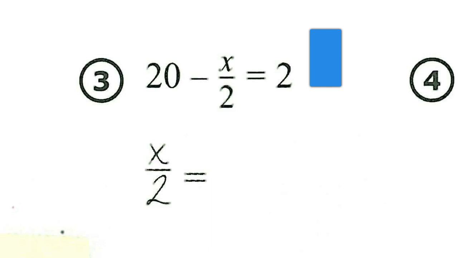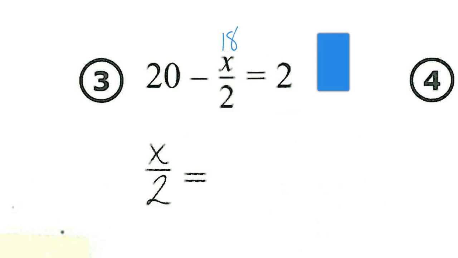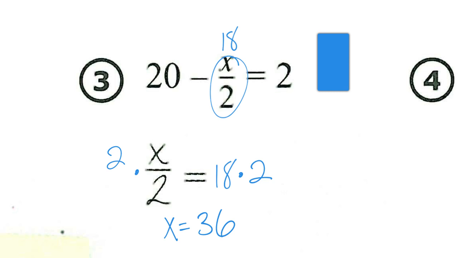In number 3, I'm wondering 20 minus what, again, gets us 2. I'm covering up that x over 2 part, and I know that part is going to have to be 18. So x over 2, or x being divided by 2, has to equal 18. Now I'm thinking what number divided by 2 gets me 18? That's going to be 36. The way I did that is I multiplied both sides by 2 to undo that division, and those 2's would cancel out to just be 1, and I get 36.